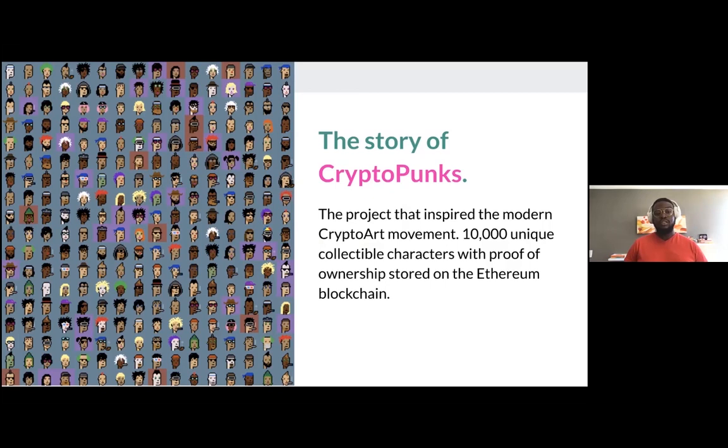a collection of 10,000 unique collectible characters with proof of ownership stored on the Ethereum blockchain. Each character you see there is a valuable work of art. Let's have a closer look. Most are punky looking guys and girls, but there are a few rare types like apes, zombies, and even aliens. Every punk has their own profile page that shows their attributes as well as their ownership, for sale status, and ownership history.